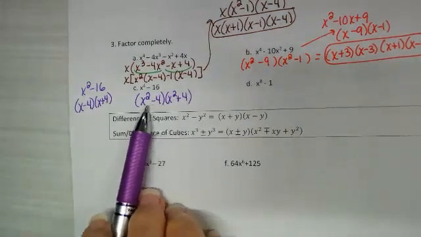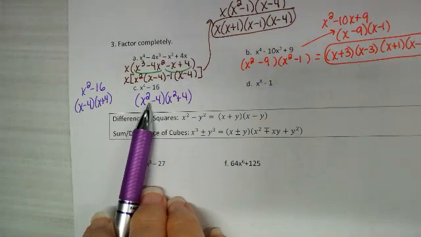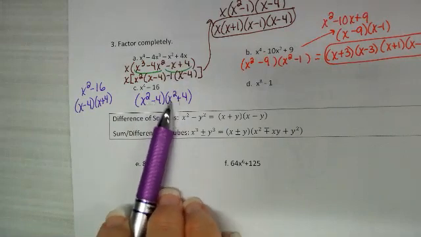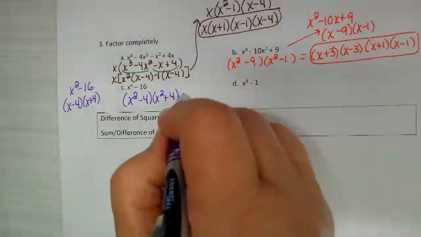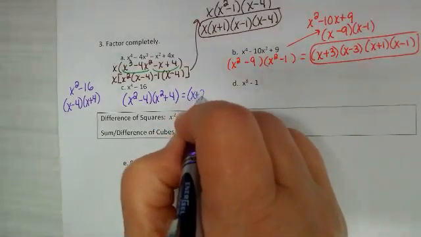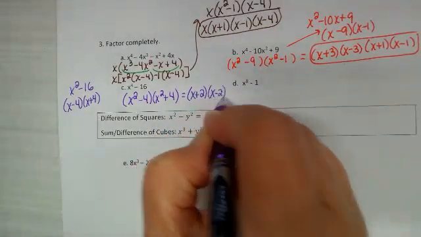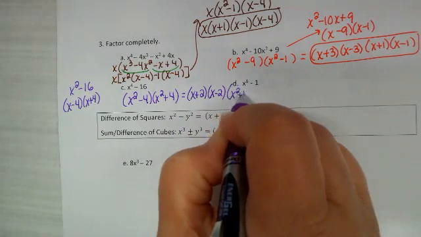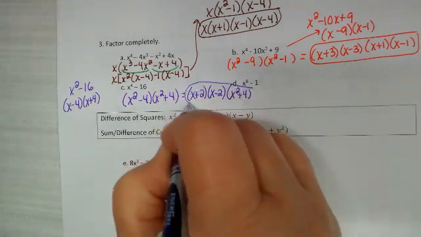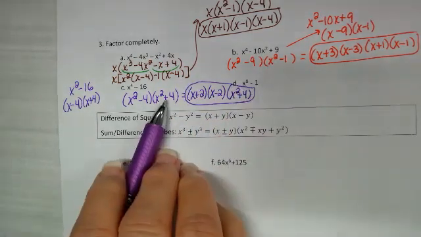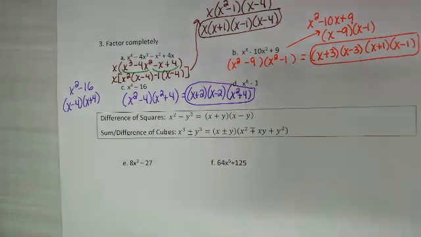Now I do see a difference of squares in the first parentheses. The second parentheses cannot be factored further. So we're just going to break down the first one to x plus 2, x minus 2, and then we leave the back one as x squared plus 4, because that is an addition, not a difference of squares.